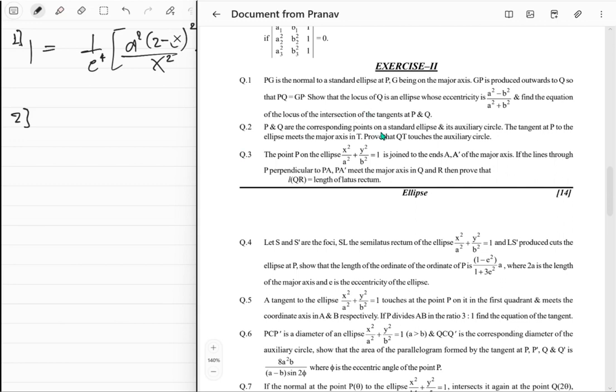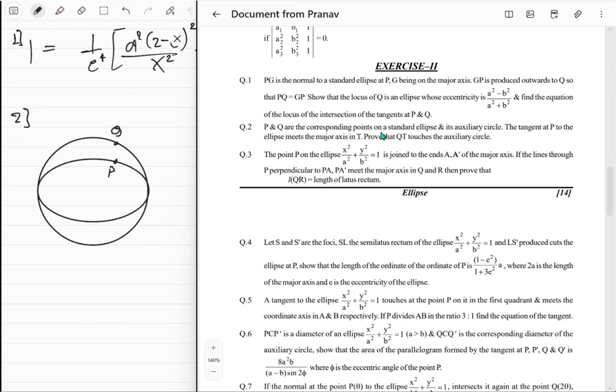PQ are the corresponding points on a standard ellipse and its auxiliary circle. Corresponding points on the standard ellipse and its auxiliary circle. Okay, so it shifts to that. The tangent at P to the ellipse meets the major axis in T. Okay, just draw it out. P is just some point over here, and then this is the auxiliary circle. We got Q as this point right above it.